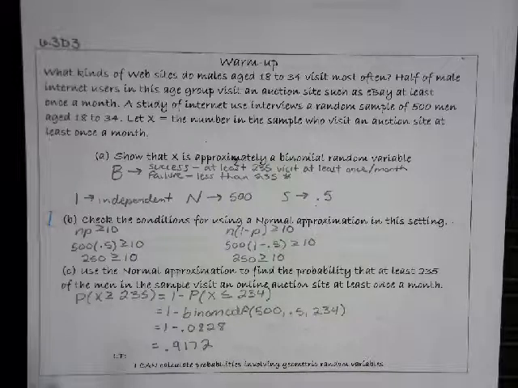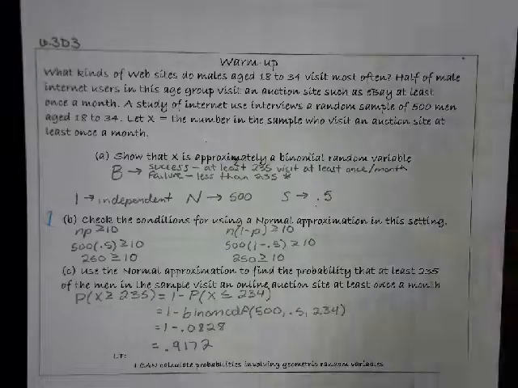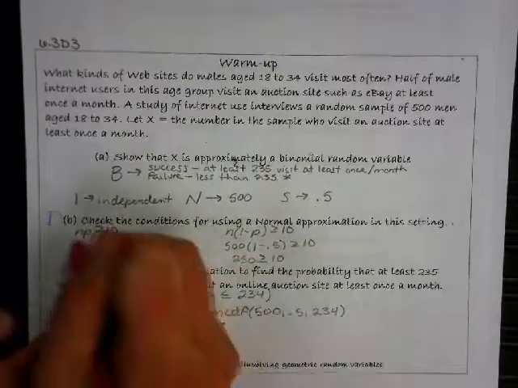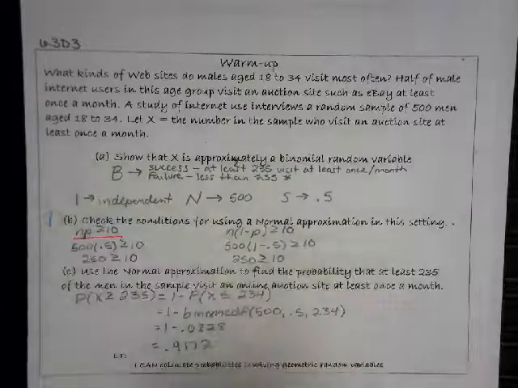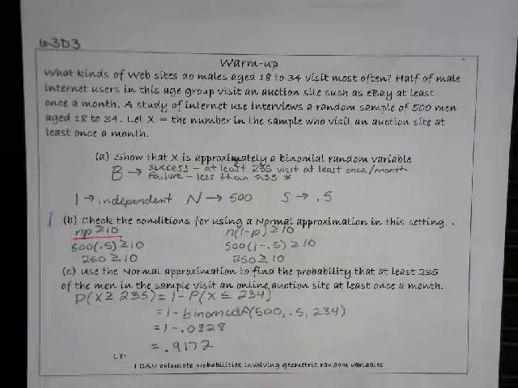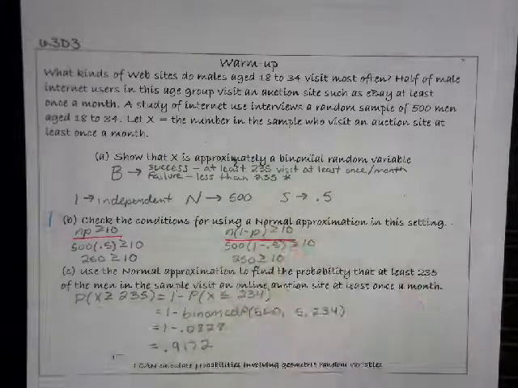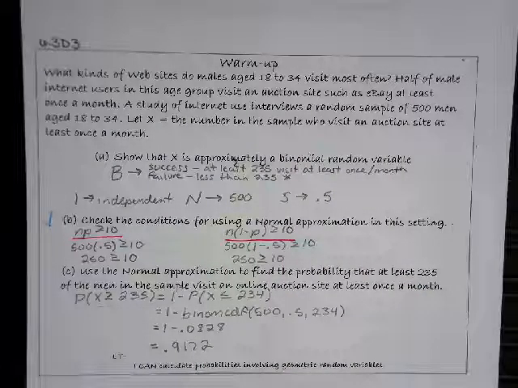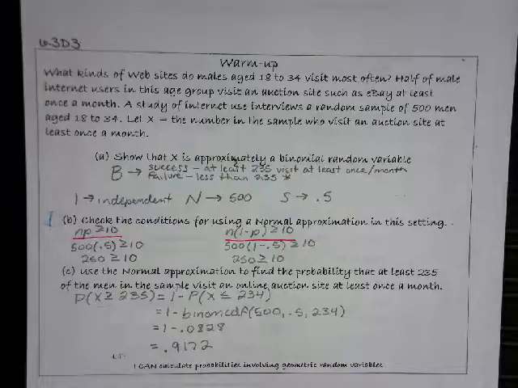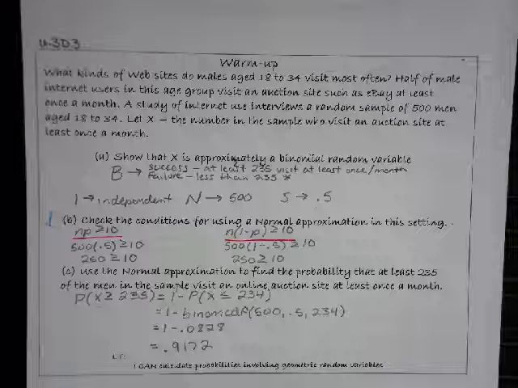So then on B, you have to check the conditions for using normal approximation. The two conditions are n times p is greater than or equal to 10, and n times 1 minus p is also greater than or equal to 10. Since p is 0.5, they end up being the same, and you get 250 for both of them.